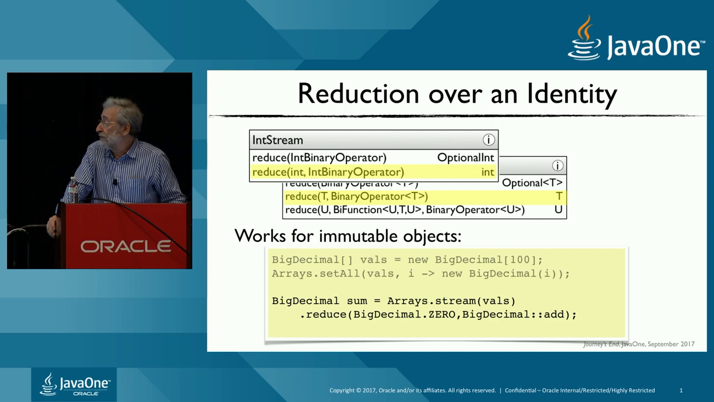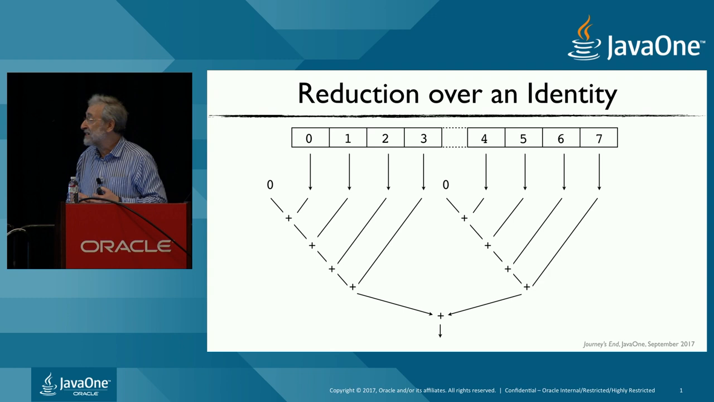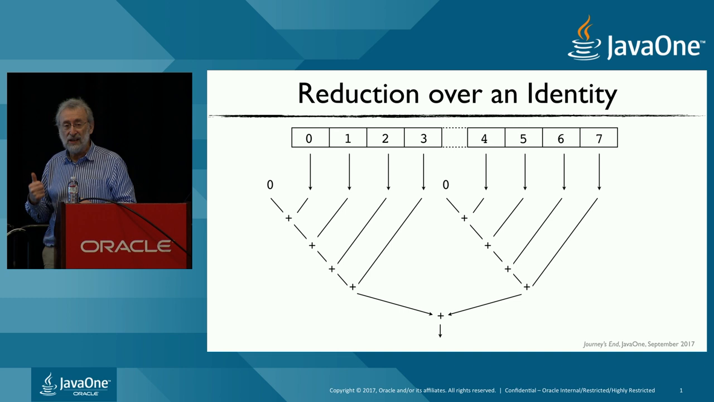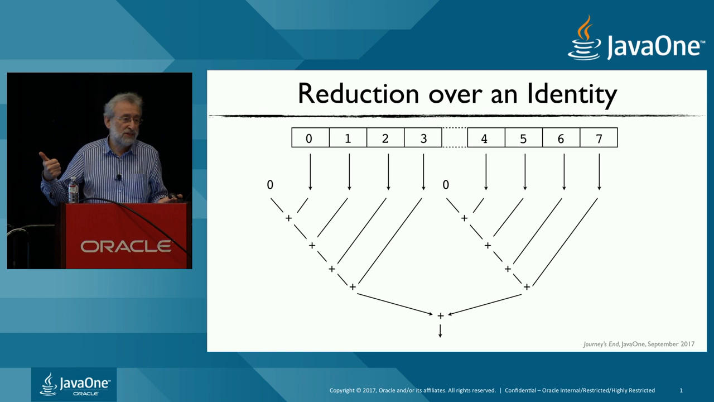So this works for immutable objects, fine. And this is what reduction over an identity looks like now. We've got our two halves of the array here, potentially much more than two halves, and each thread operates on a separate core. It's going to start off, in the case of our BigDecimal here, with a zero, and then add the values sequentially. When all the threads are finished doing that, they can merge the results together.